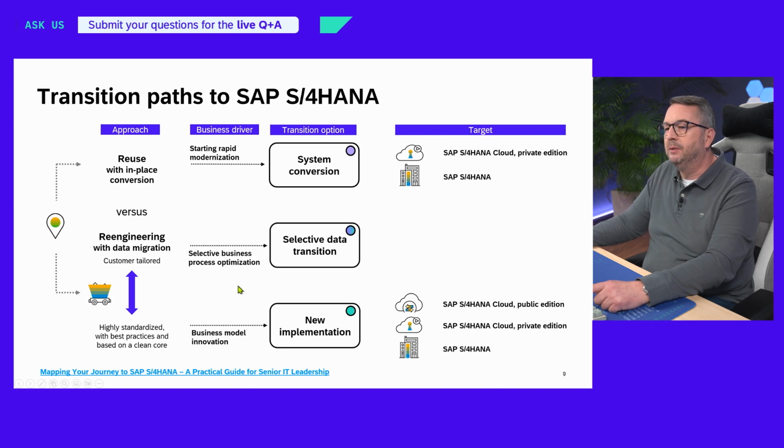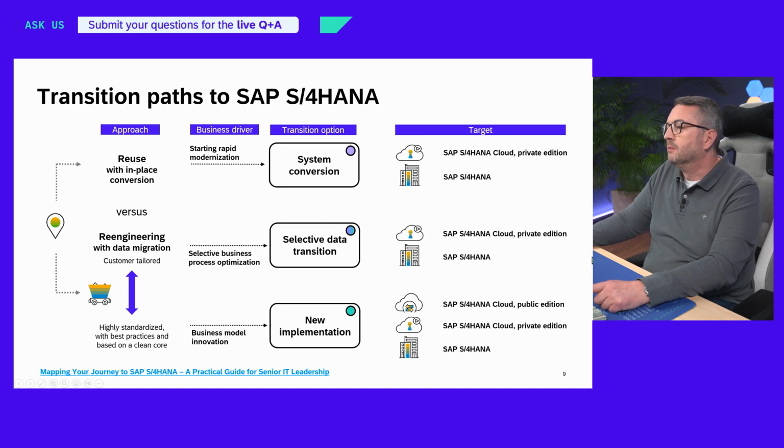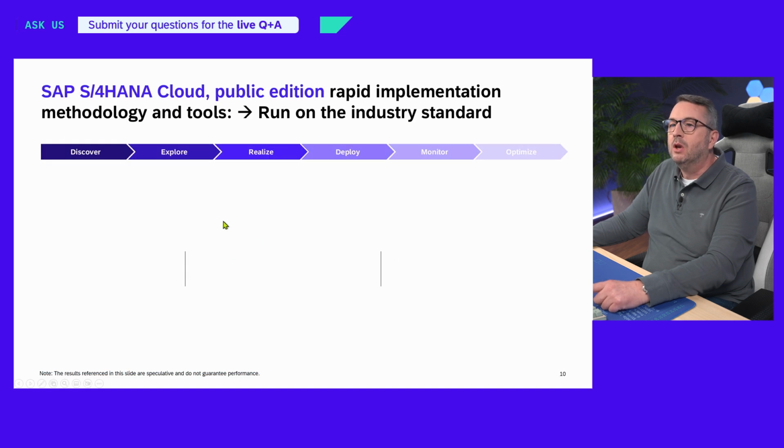And something in between would be the selective data transition, where you selectively change only some of the business processes while keeping those business processes that still support your business. The transition path for this is possible into SAP S/4HANA Cloud Private Edition and SAP S/4HANA Any-Premise. When we look at the way into SAP S/4HANA Public Cloud, we offer a rapid implementation methodology, the so-called SAP Accelerated SAP.